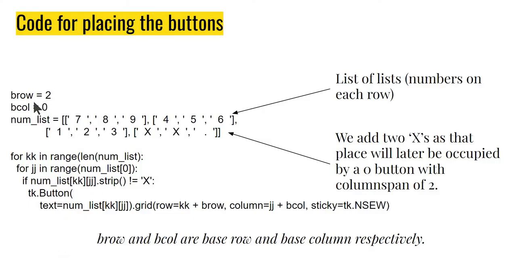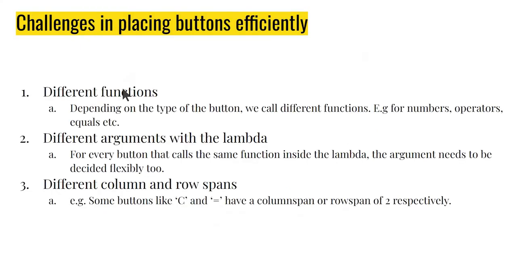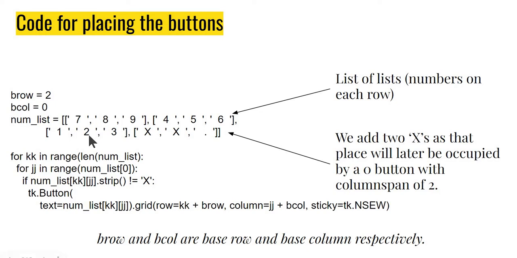Now we want to keep this a little bit flexible. That's why I define a base row and a base column. What I mean here is that in this case, for example, the base row could be seen as 2. That means that in the project, this will start at row number 2 and it will move forward from there. So what I'm doing is really very simple.